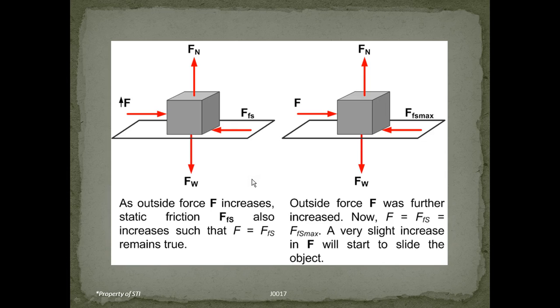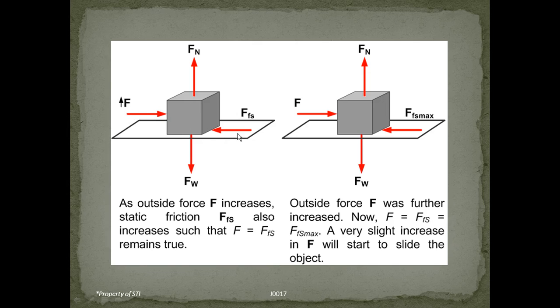Okay, so as stated here in this illustration, as the outside force F increases, the static friction F sub static friction also increases, such that the outside force equals the static friction. What is meant by this illustration is, if you want to start the motion of the block, if you want to push the block towards this direction, what you need to do is to apply a horizontal force towards this direction.